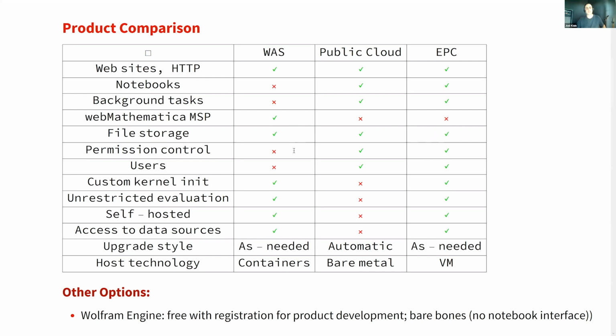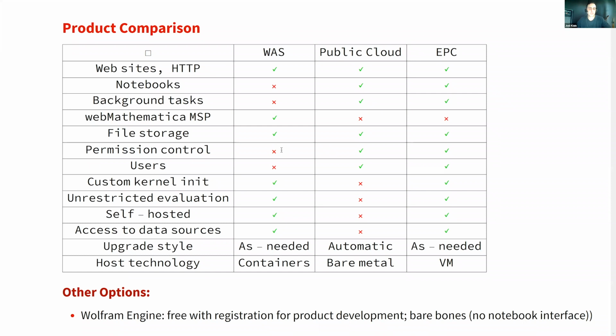Permission control, and this goes with users. WAS does not have users, and therefore there's no need for permission controls. This is a conscious decision because WAS's core mission is really high-throughput API serving. And the assumption in WAS, very much like Web Mathematica, is that you have a single application that you're deploying.